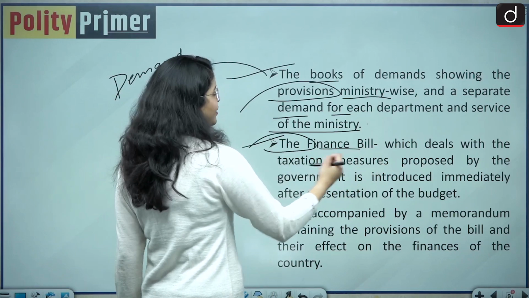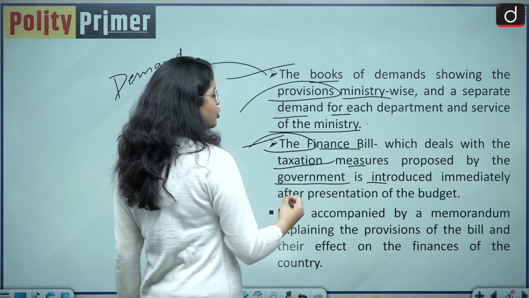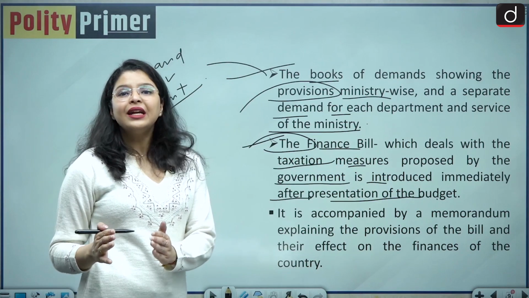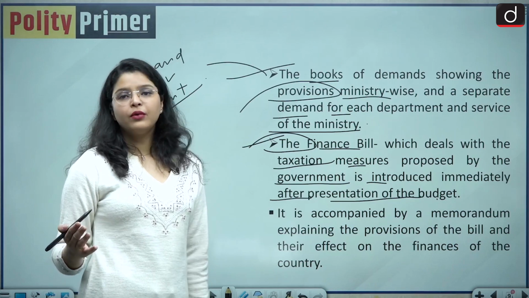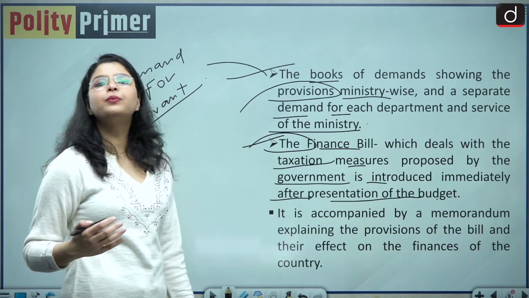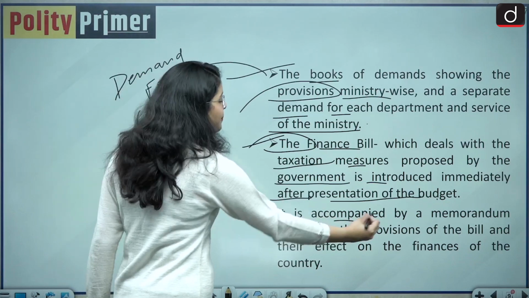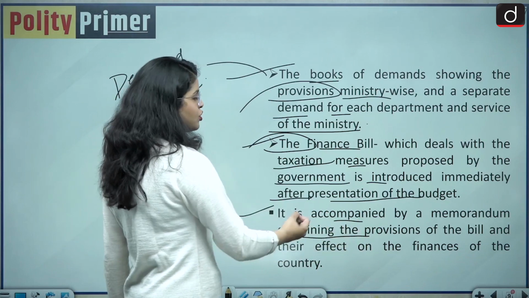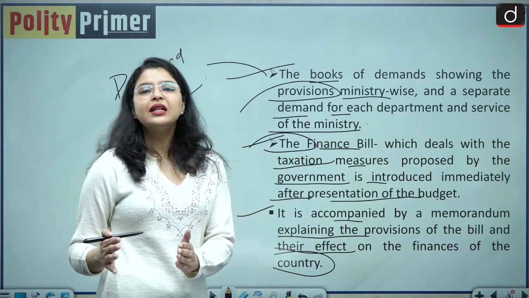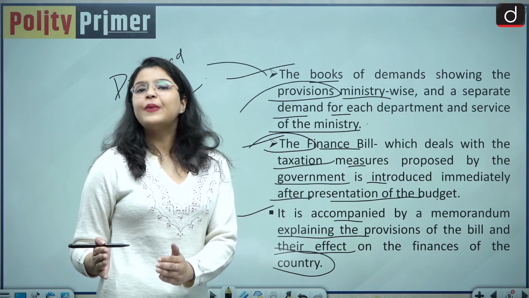It also includes the finance bill, which deals with the taxation measures proposed by the government, and it is introduced immediately after presentation of the budget. Because the government needs to have money, and how will it obtain the money? By passing the finance bill. So passage of the finance bill is an important aspect of the passing of the budget. It is accompanied by a memorandum explaining the provisions of the finance bill and their effect on the finances of the country. So basically it entails everything, that how the government is planning to raise the money and how the government is planning to spend the money.